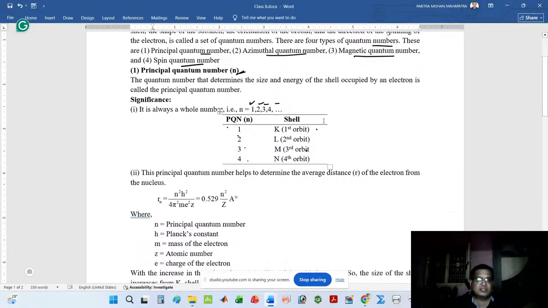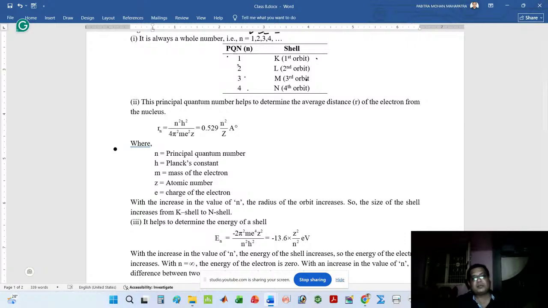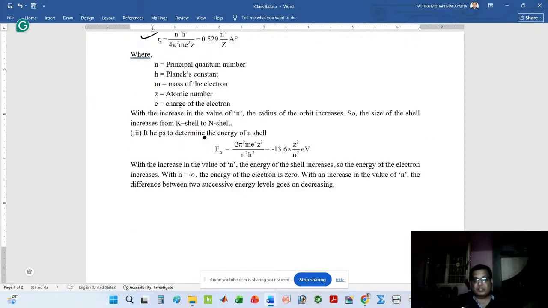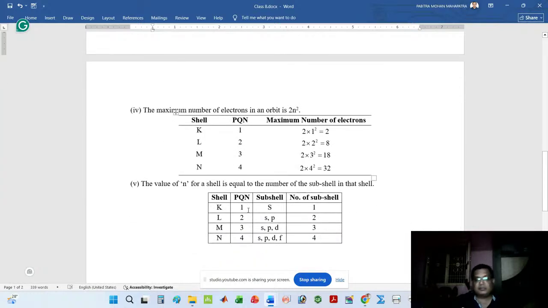There are different significances of the principal quantum number. By using the principal quantum number, you can easily calculate the radius of an orbit. Next, you can determine the energy of an electron in the nth orbit. Next, the maximum number of electrons in an orbit can be calculated by using the formula 2n square. The principal quantum number also says that the value of n for a shell is equal to the number of subshells in that shell.